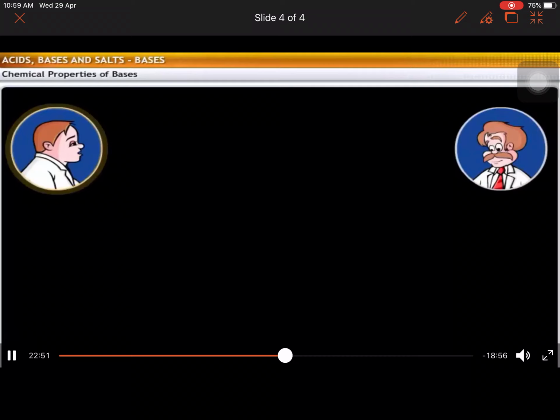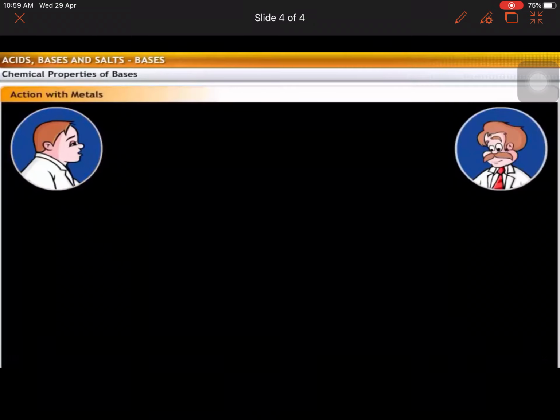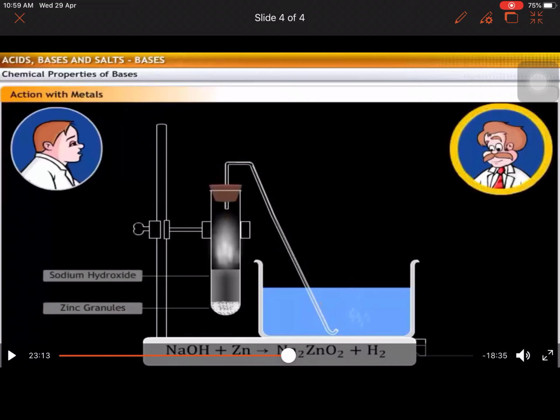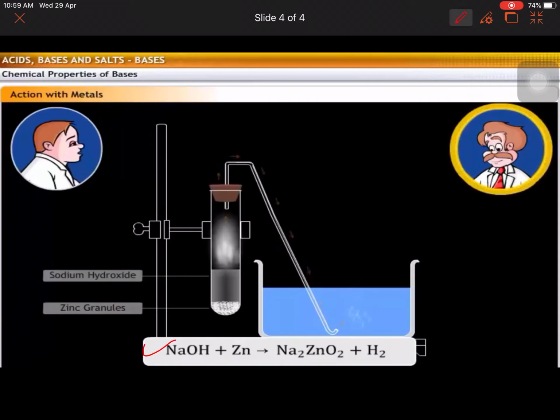Chemical behavior: bases react with some metals like zinc and liberate hydrogen. For example, when sodium hydroxide reacts with a metal like zinc, it liberates hydrogen gas along with the formation of sodium zincate. See, this is sodium zincate. This is the base, this is the metal. So what is the reaction?